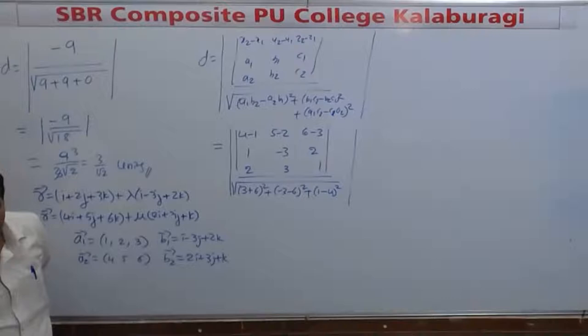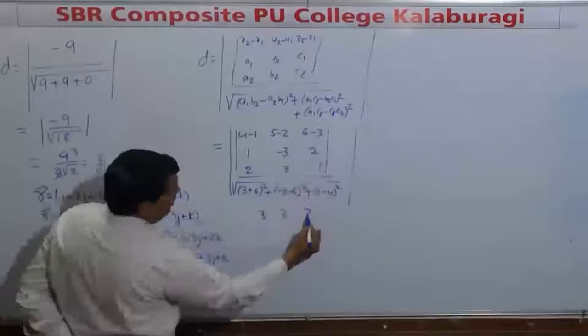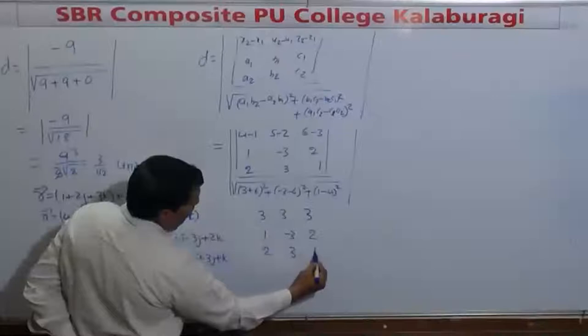That's the answer. Okay, next I want to evaluate this separately. I want to take care: 4 minus 1, 3, 3, 5 minus 3, 6 minus 3, 3, 1 minus 3, 2, 2, 3, 1.